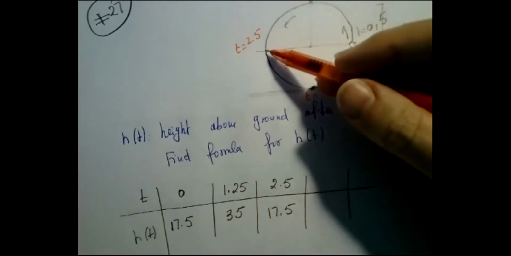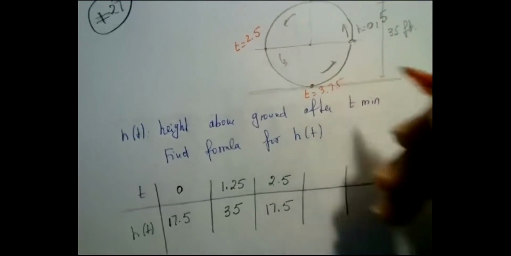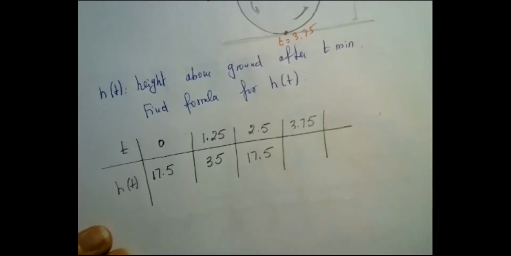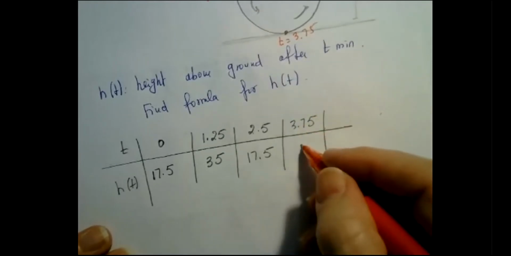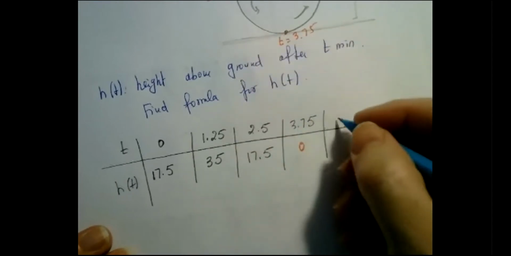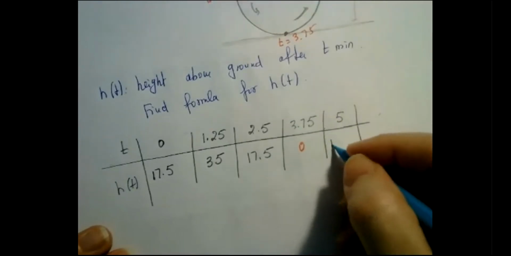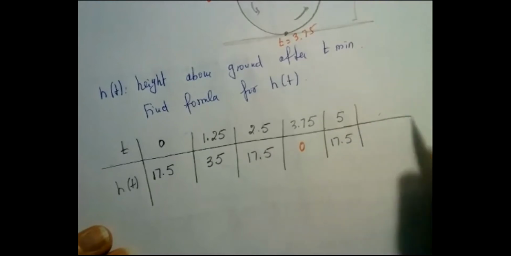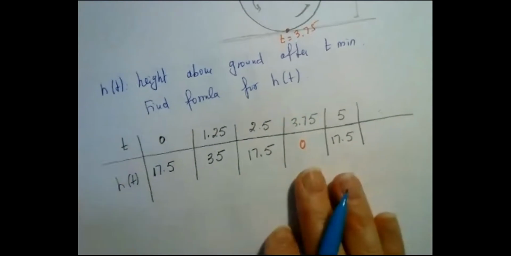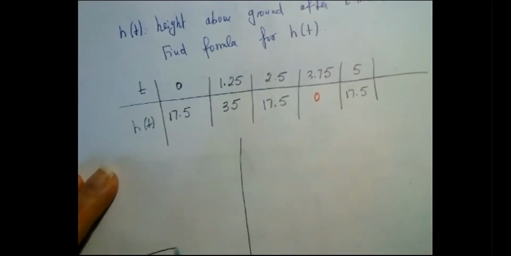1.25, 2.25, you're adding 1.25, so this puts me at 3.75, so I am right here. So this is at 0 then, because that's the ground level. And then after 5 minutes, I am back to here. It means I am back to 17.5. And then we repeat. The values are going to repeat, and repeat. So these are the values. Now we're going to sketch the graph, and then we're going to come up with the right formula.